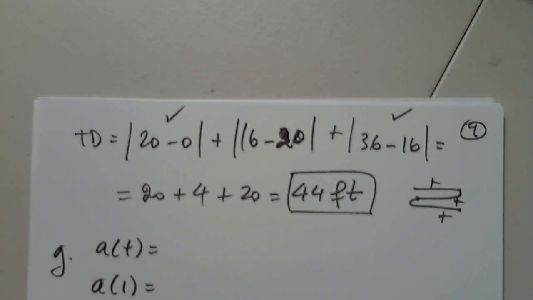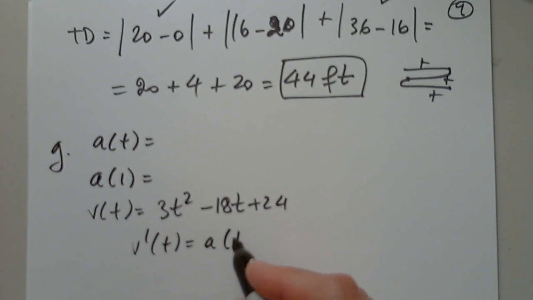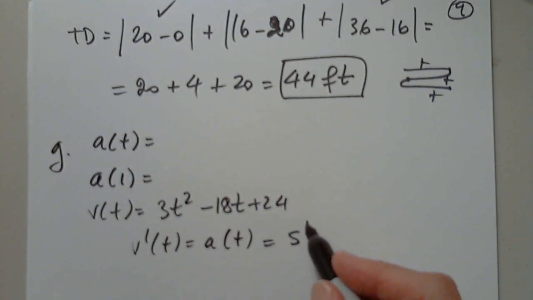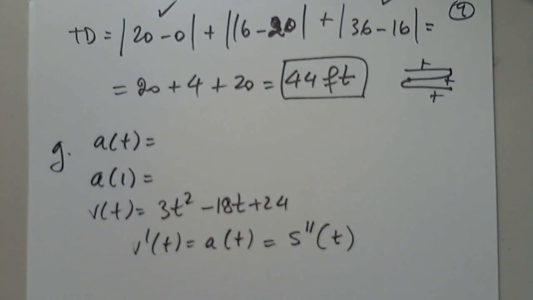How do we determine the acceleration? We differentiate the velocity. So v prime of t equals a of t, which is also the second derivative of distance. When we differentiate the distance the second time, or we differentiate the velocity the first time, we get the acceleration. Can anyone differentiate this so I can put the acceleration up here?